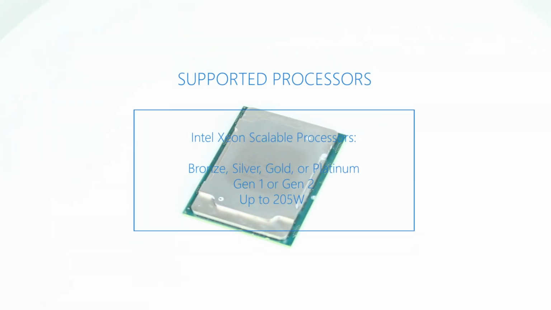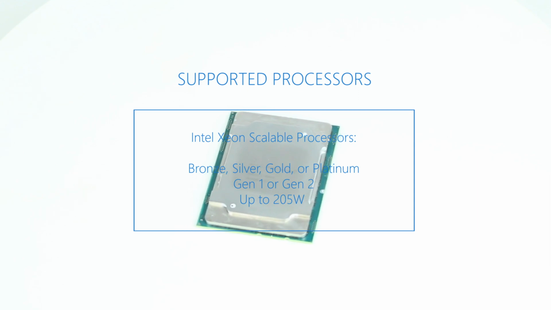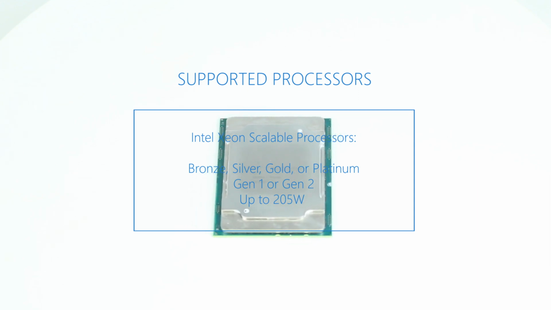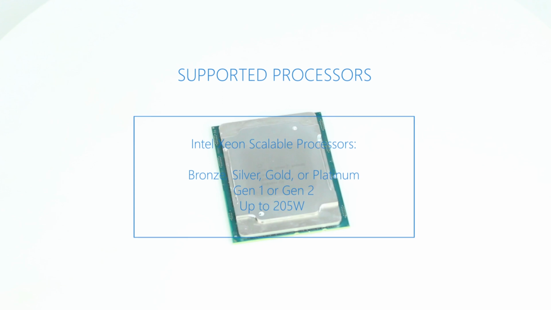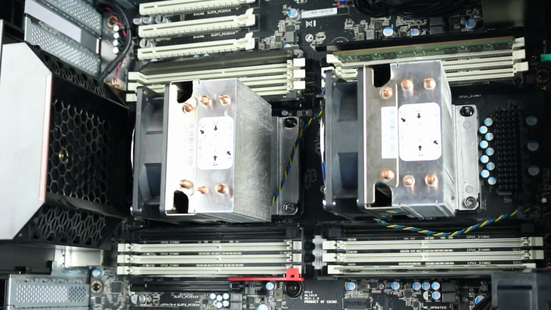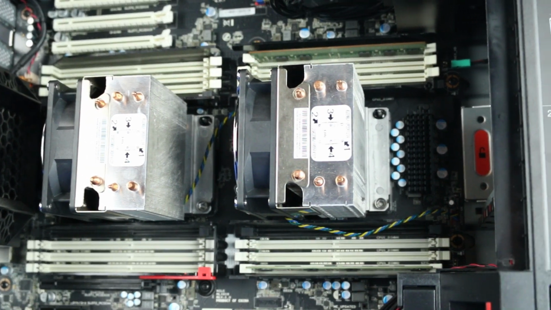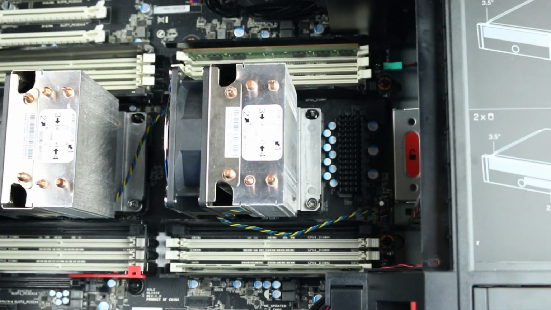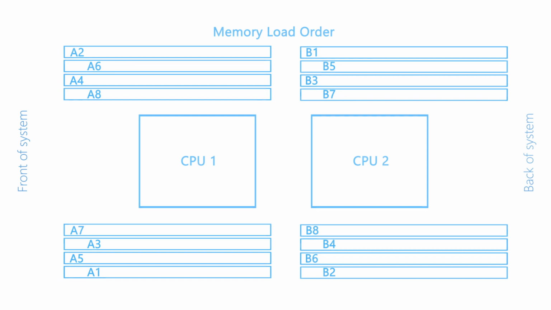The ThinkStation P920 supports up to two 205-watt Gen 1 or Gen 2 Intel Xeon Scalable Bronze, Silver, Gold, or Platinum processors. Please check the link in the description below for a more comprehensive list of compatible CPUs. There are a total of 16 DDR4 memory slots on the motherboard. The ThinkStation P920 system supports up to 1 terabyte of registered ECC DDR4 RAM with memory bus frequencies up to 2933 megatransfers per second.